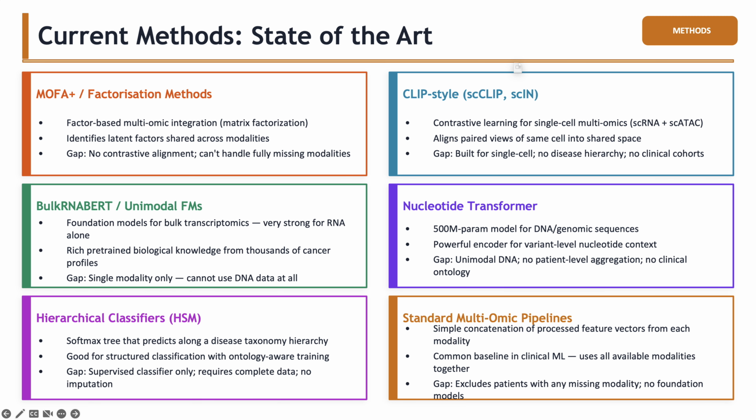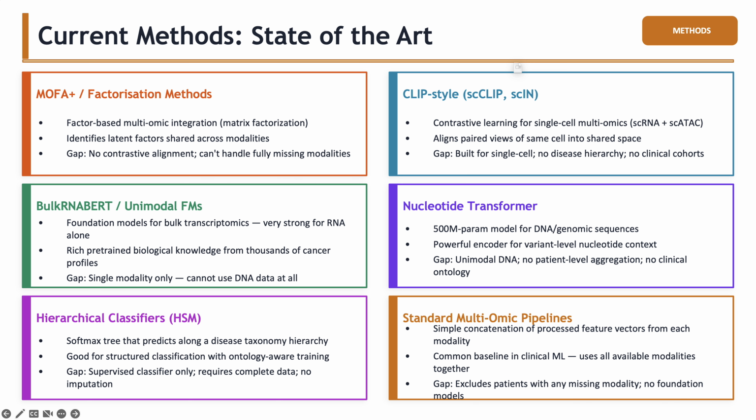So what does the field currently offer? MOFA+ is probably the most well-known multi-omic integration method. It's a factor model that finds shared latent structure across modalities. Solid, but it can't handle a completely missing modality. It has no notion of disease hierarchy. Then you have CLIP-style methods like scCLIP and similar ones. These are actually contrastive learning methods, but they are built for single-cell data, not clinical bulk cohorts, and have no hierarchy awareness.